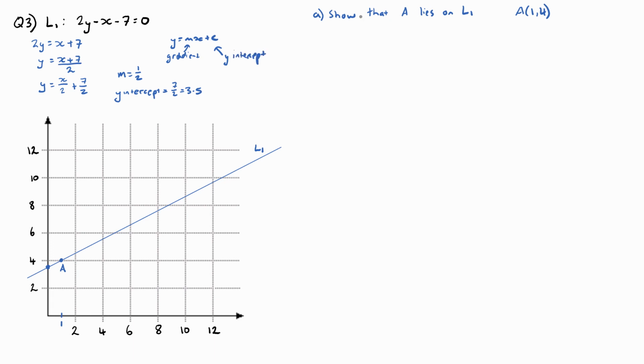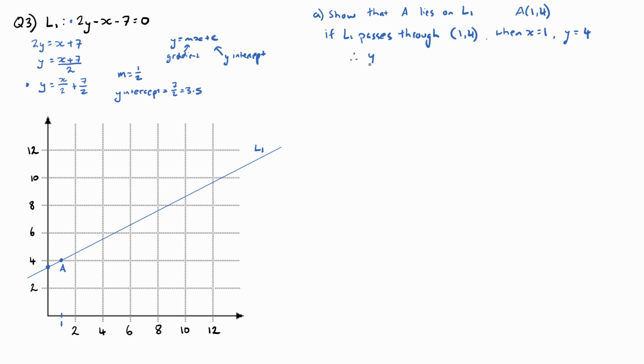Okay, so if I was to show that point A lies on L1, my rationale here is that if L1 passes through the coordinates (1, 4), then when x equals 1, y will equal 4. So I'm going to use this equation down here. It's actually the same equation as given in the exam paper. I've just rearranged it to be in this form, y equals mx plus c.